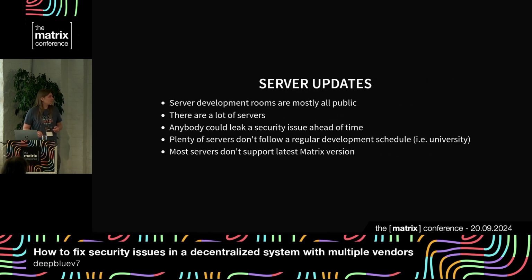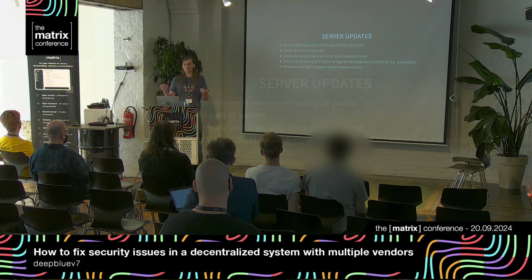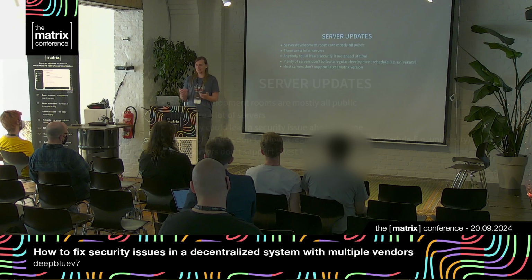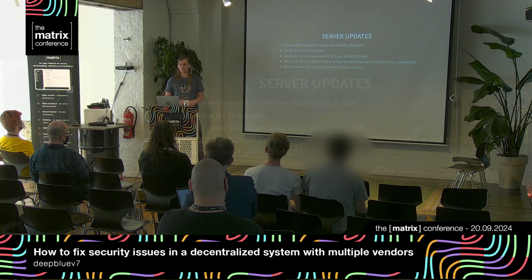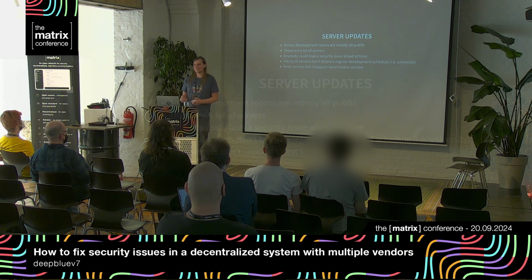Then, on the other hand, when you have then fixed the matrix spec, you then run into the problem, okay, how do you actually get servers to support this new version? Because you somehow need to communicate with them. And currently, most of the development on Matrix happens in the public. All the developer rooms are usually public. Some of them are private now because people don't want to talk to other people. But in general, it's public.